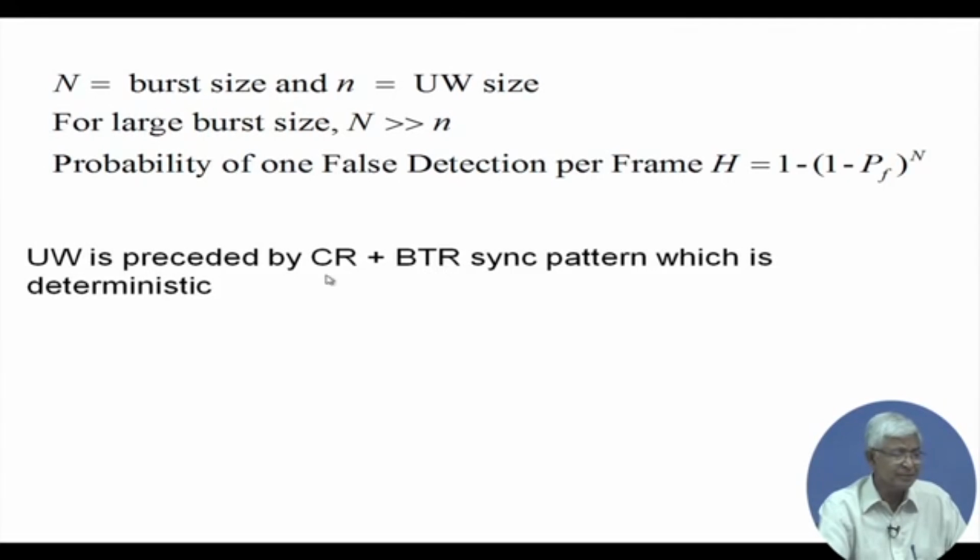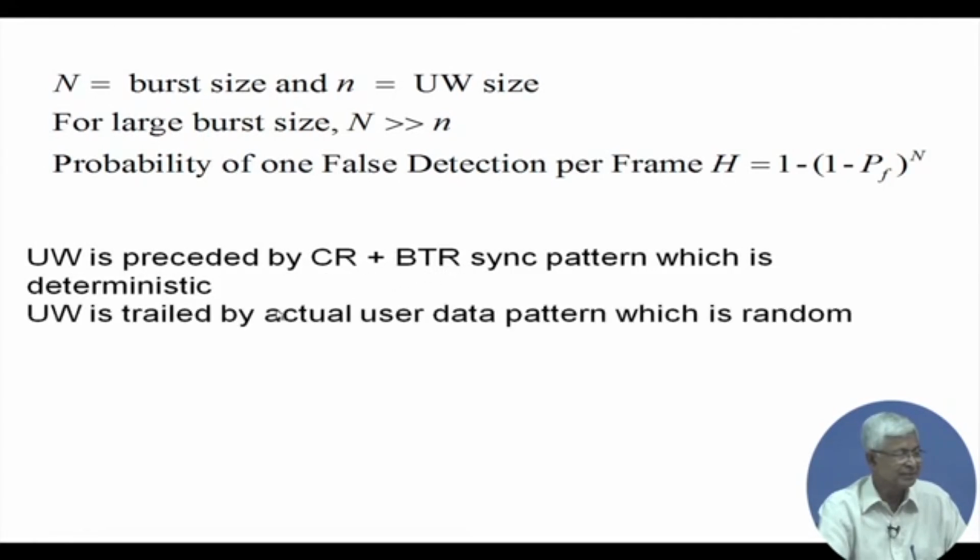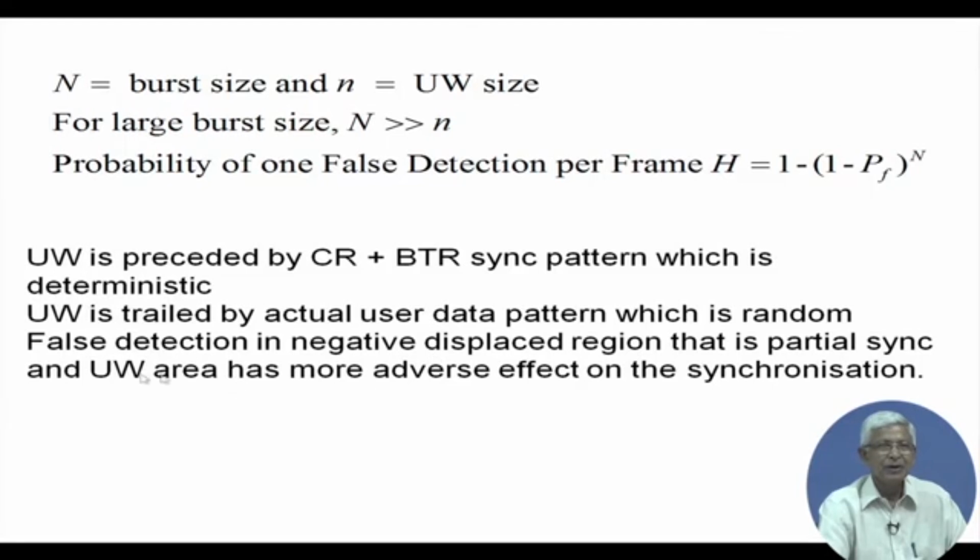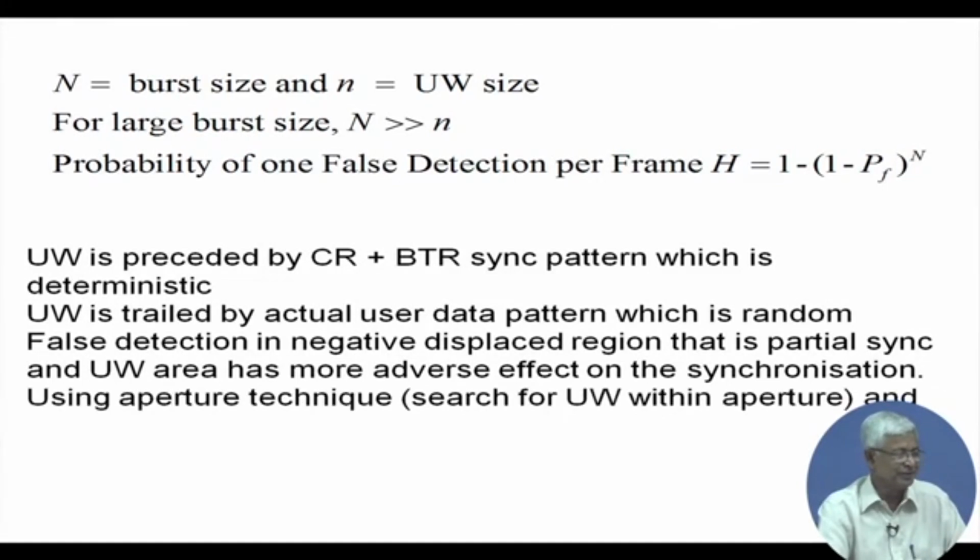Now, the unique word is preceded by the CRBT sync pattern, which I told you is deterministic, and the unique word is trailed by a random pattern, which is the user data pattern. So the false detection in the negatively displaced region, that is the partial sync word and the unique word area, if you get a false detection there, has a more adverse effect on the synchronization, because you detect it wrongly. I will show you pictorially how it is.